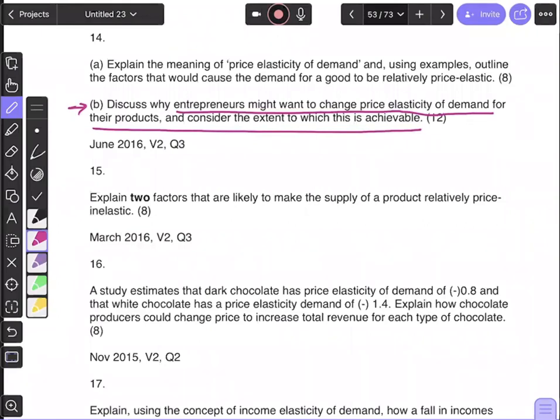So first of all, guys, if I ask you, why do entrepreneurs want to change the PED of the good? Anyone? So to increase revenue. To increase revenue, very good, because we just saw that if your good is inelastic, you can increase your price, and that could make your revenue go up. That's very good. Anything else? Anyone? What could be the usefulness otherwise?